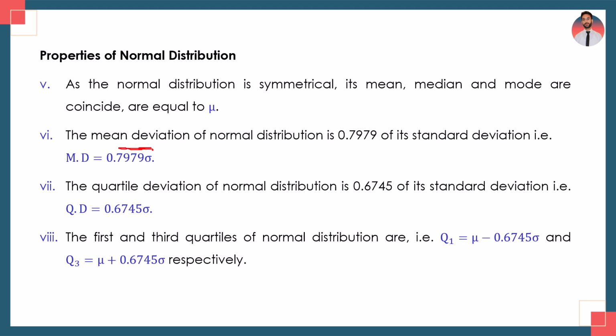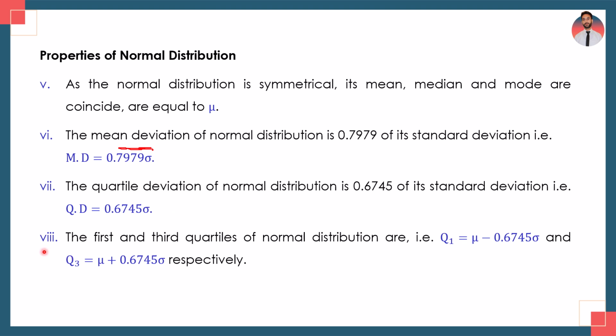It is also written as 4 by 5 of sigma. In the seventh number, the quartile deviation of the normal distribution is 0.6745 of its standard deviation. Q.D., denoted by quartile deviation, is 0.6745 of sigma. It is also written as 3 by 5 of sigma.